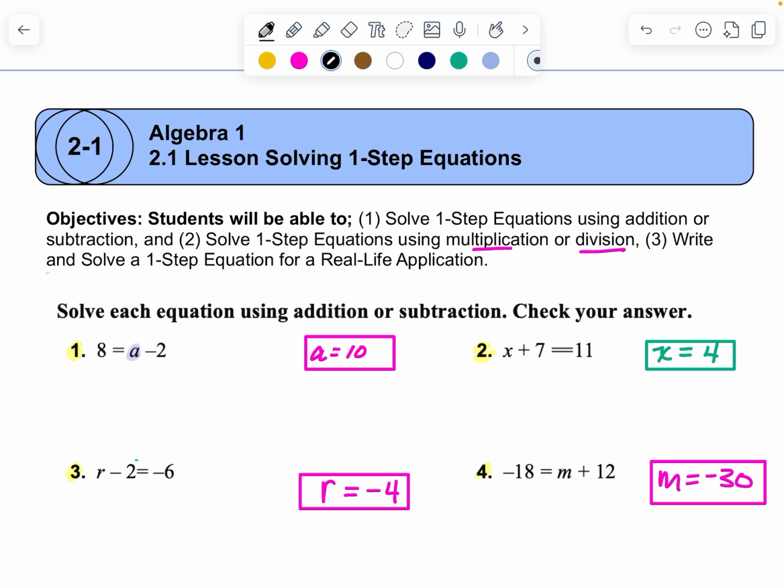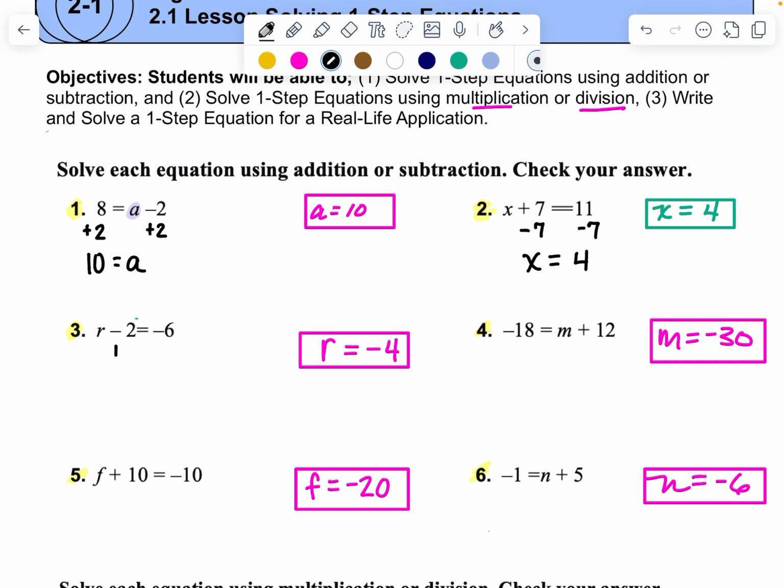So you can see when you have a minus 2, you always want to isolate the variable when you're solving, and it's pretty easy to isolate the value a here by just adding 2 to both sides, giving you 10 is equal to a. So we get a is equal to 10. And to the right of number 2, where you have x plus 7, we'll use the inverse operations and balance the equation by subtracting both sides by 7. And we get x on the left-hand side is equal to 4.